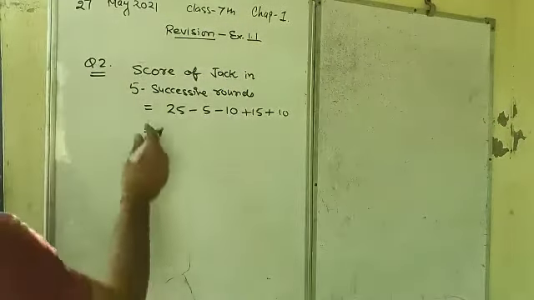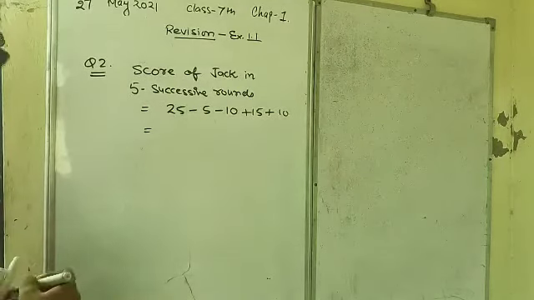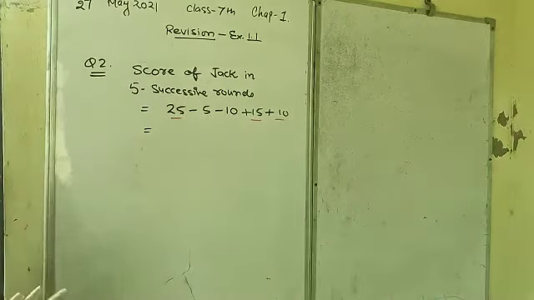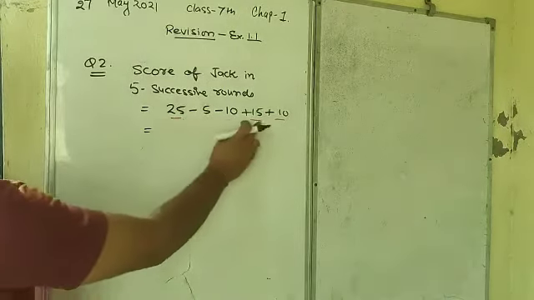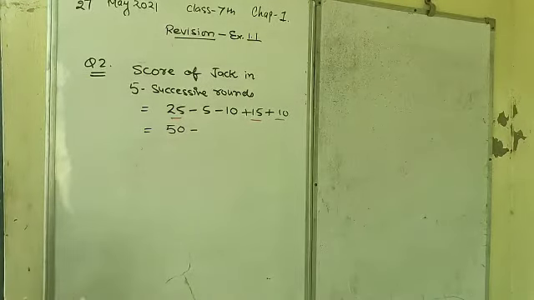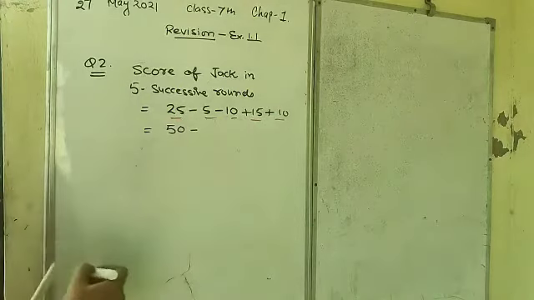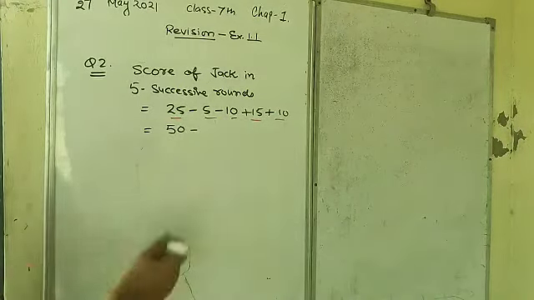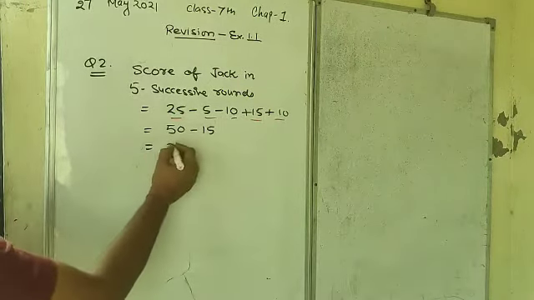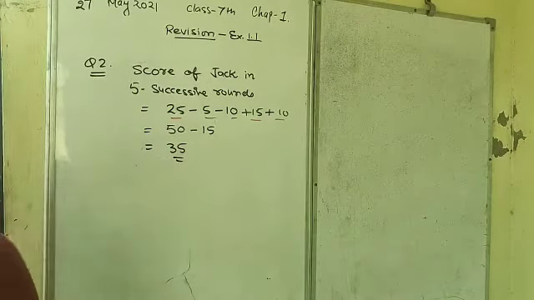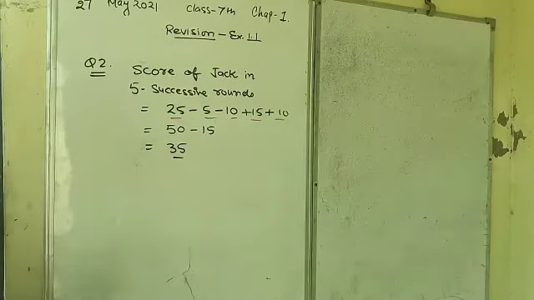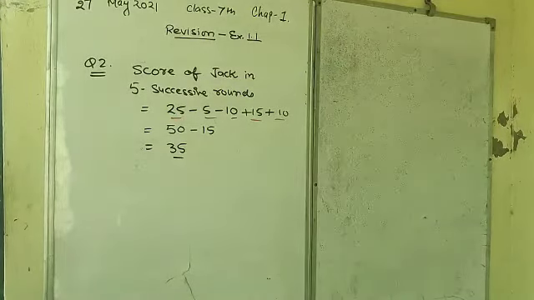So first of all we add all the positive terms. Which of these are the positive terms? 25, 15 and 10. Add them. 25 and 15 is 40, plus 10, 50. Now we will add all the negative terms. So the negative terms are -5, -5 and -10. So minus 15. So 50 minus 15 is equal to 35. So the total score of Jack is 35. This is question number 2.